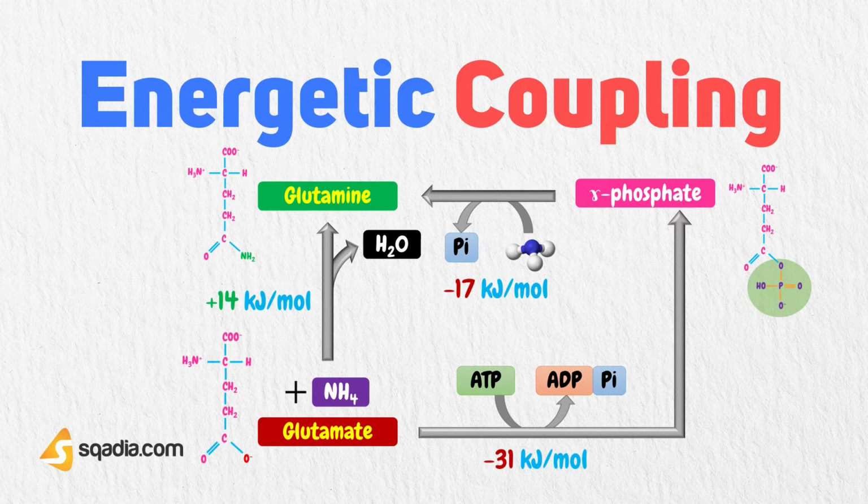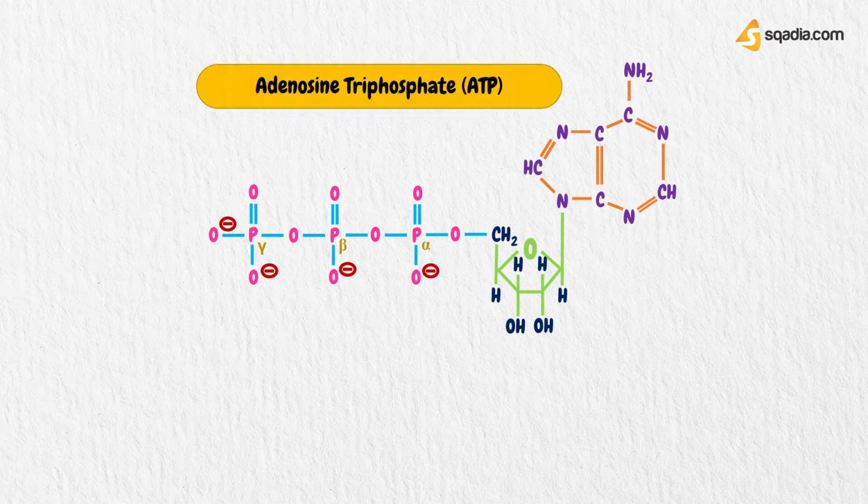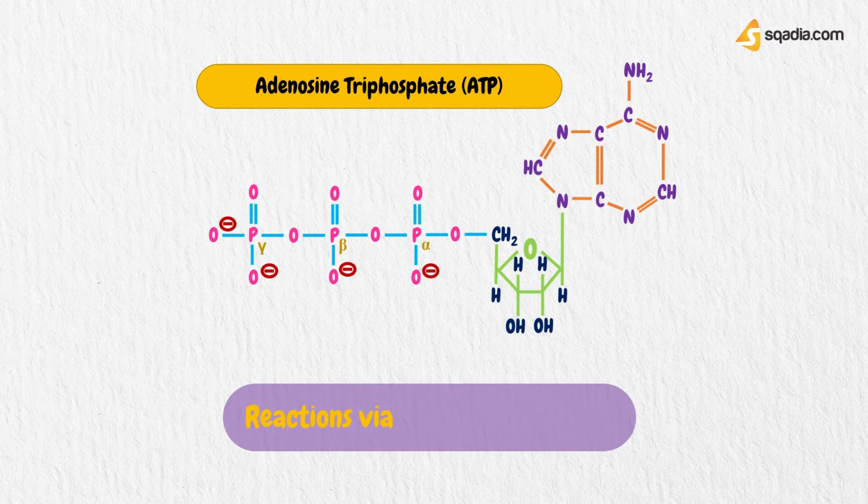The cell stores chemical energy in the form of energy-rich metabolites. The most important metabolite of this type is adenosine triphosphate, ATP, which drives many energy-dependent reactions via energetic coupling. In the previous video, we talked about anaerobic ATP production, where I mentioned the term energetic coupling. So what is energetic coupling?